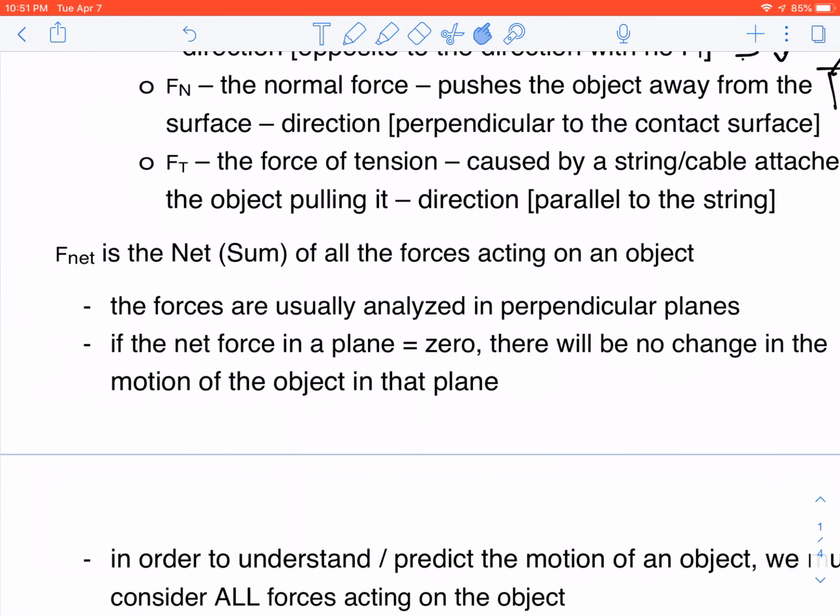Now, they're not always going to be 0, because not all objects have 0 acceleration. So what we have to do is look at the forces as they are applied to each other in perpendicular planes. Forces that are up-down, forces that are forward-backwards, forces that are left-right.